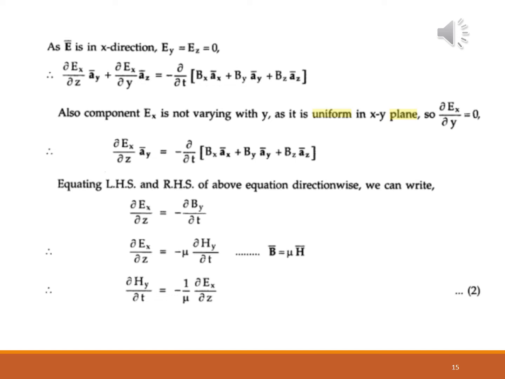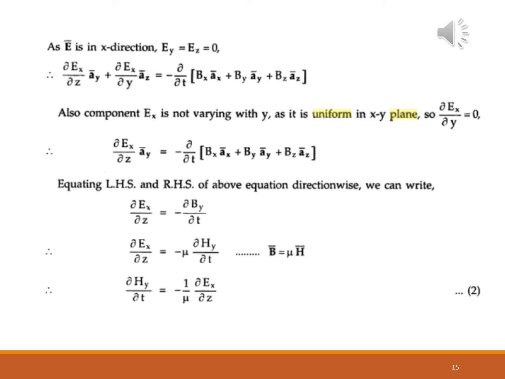Now again we know that the component of Ex is not varying in the y direction. The wave propagates only in the z direction. So there is no change in the component of Ex along the y direction. What does that imply? Dou Ex by dou y will be 0. So only dou Ex by dou z exists, and only that term needs to be written.